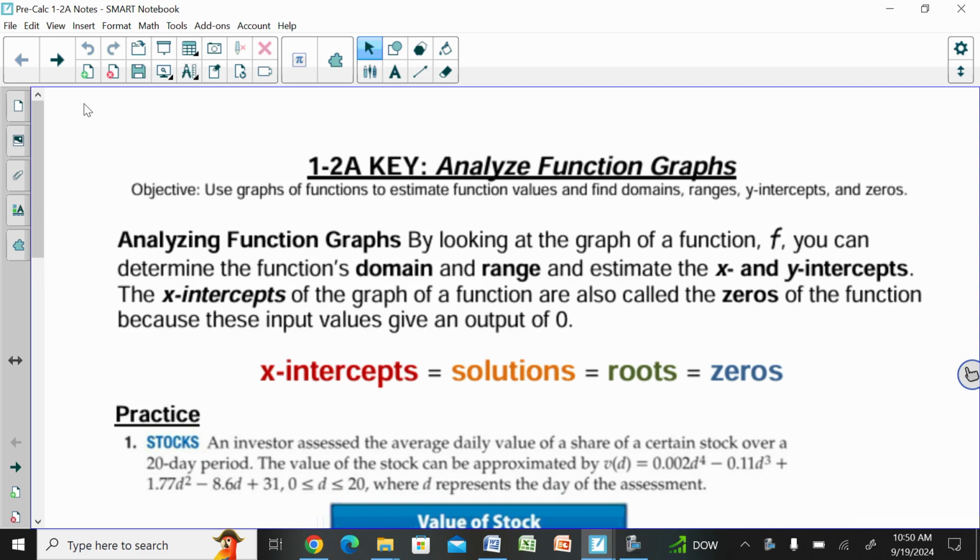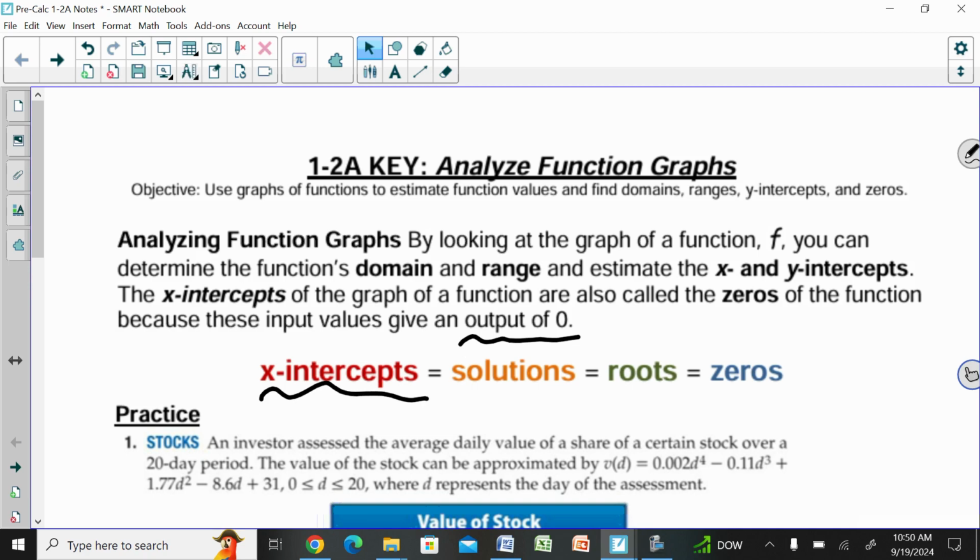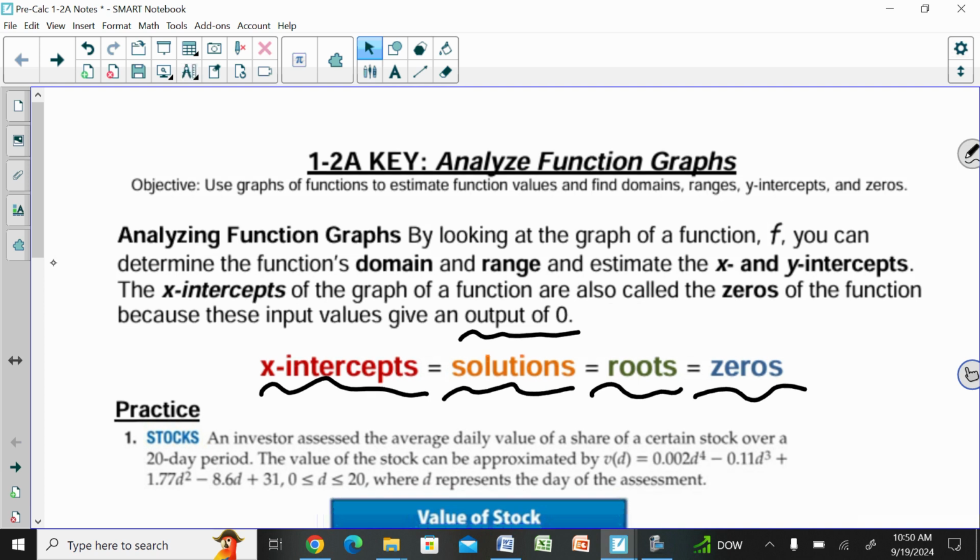There are some things that we use interchangeably. The x-intercepts of the graph can be called the zeros of the function because these values give an input with an output of 0. So you may hear the following terms: x-intercepts, solutions, roots, zeros. They are all the same thing, okay? So let's get into some practice here.